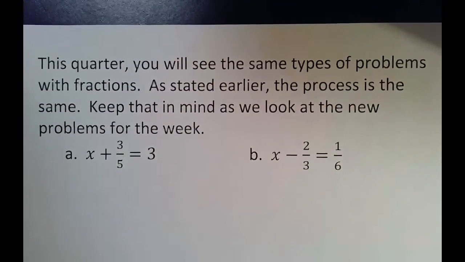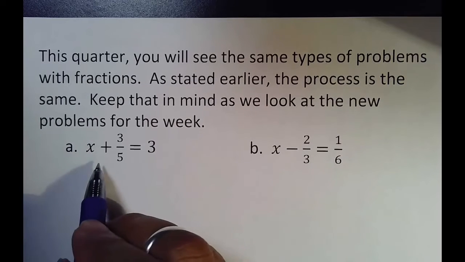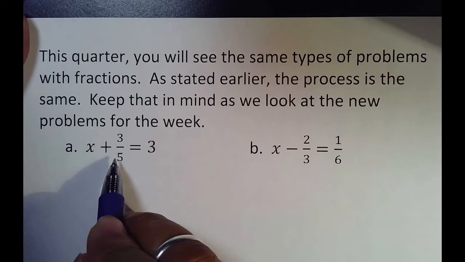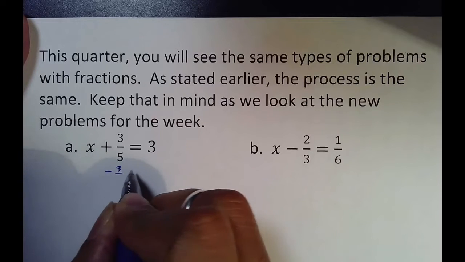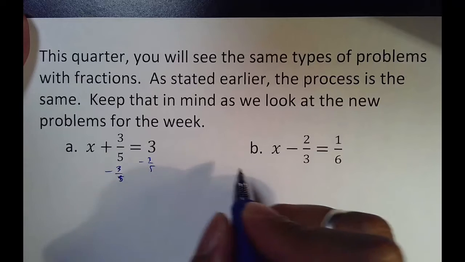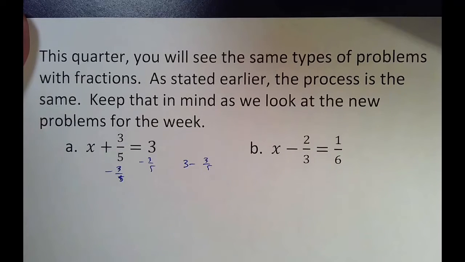This quarter, though, you're going to see the same types of problems with fractions as stated earlier. The process is the same. Just keep that in mind as we look at the new problems, which is here. So again, x plus 3/5 equals 3. We need to move the 3/5. Sure, it's a fraction, but it's being added, which means that what we do is we subtract 3/5. And so what we might have to do is go off to the side and put 3 minus 3/5.